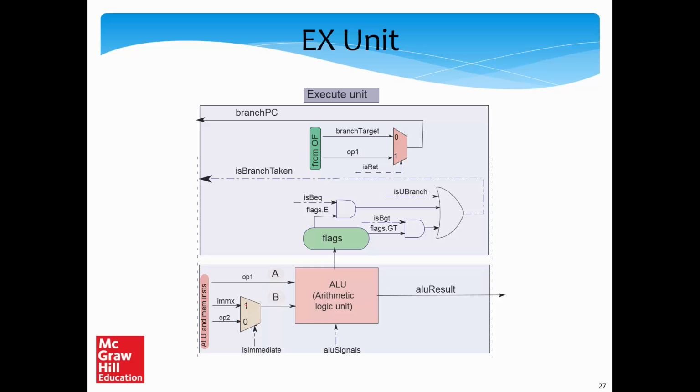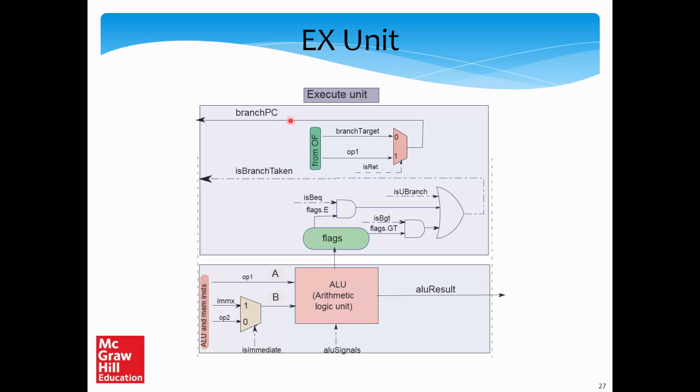And the second operand can either be a register or an immediate, controlled by the isImmediate signal. Based on the ALU signals, an appropriate operation is done. The ALU also sets the flags. The branch unit reads the flags, and depending upon the type of instruction, whether it's a conditional branch or an unconditional branch, it computes if it is necessary to actually change the program counter other than the default. That is the isBranchTaken signal, which says if the current instruction is a taken branch or not.